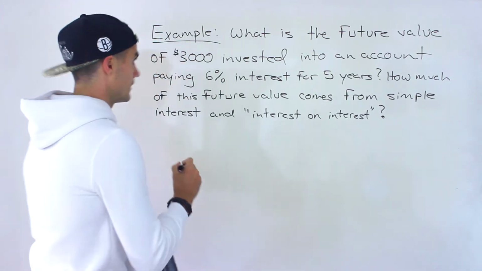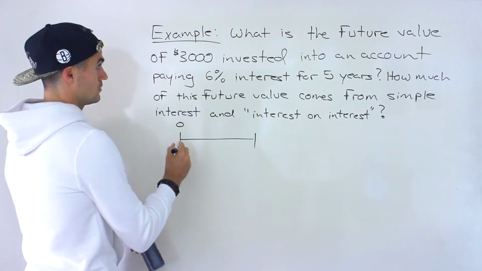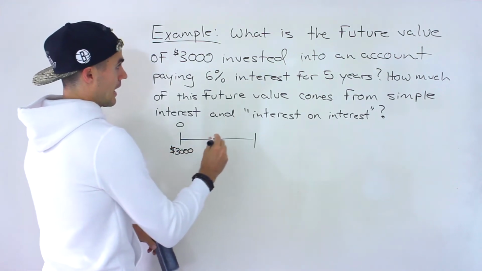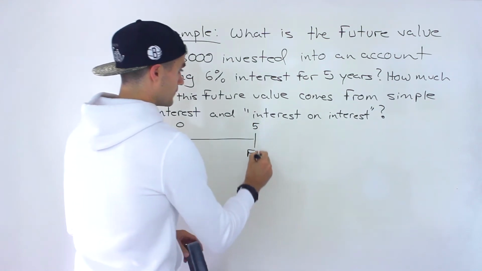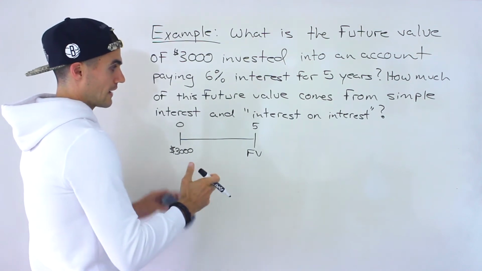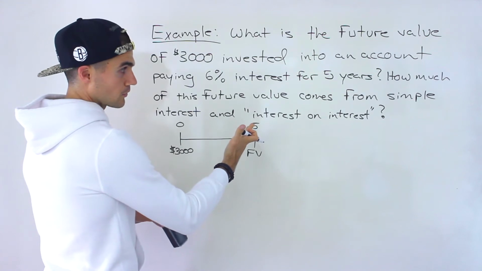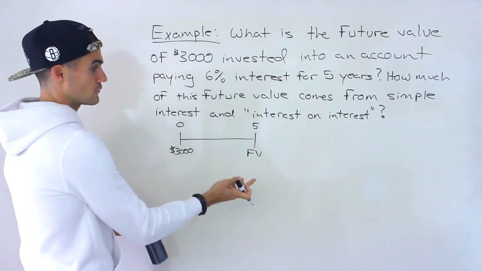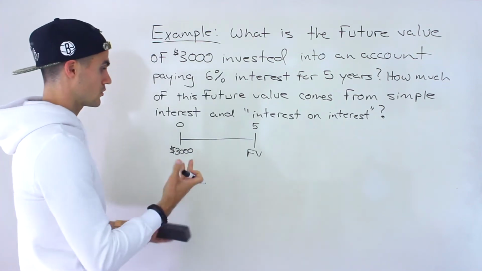So in this question, to show it on a timeline, in time 0 we're investing $3,000, and then we're going to end up with some future value amount in year 5. We're going to have to break that future value into certain components to answer the second question. But the first thing we have to do is figure out what that future value is. Two ways you can do it, algebraically or with the financial calculator. I'll show you both ways.